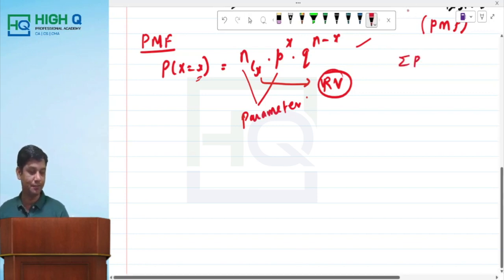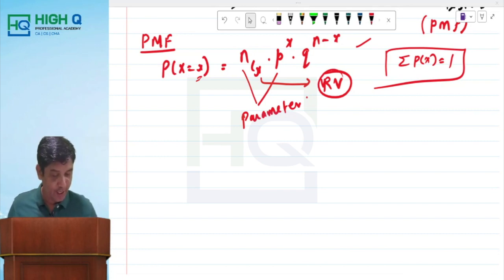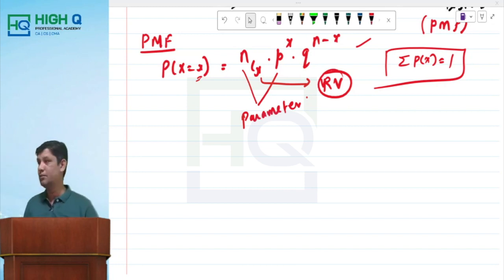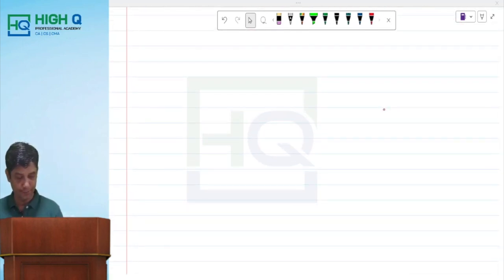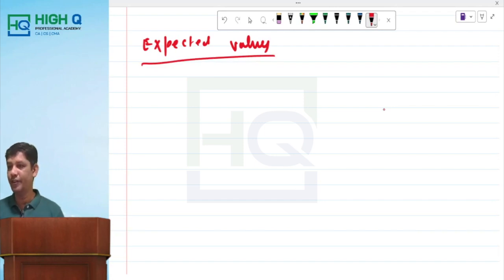Yesterday only we did now. 1. Summation P of x is equal to 1. Is it clear, all of you? Yes. So what is binomial distribution? Biparametric. Okay, that you remember, my dear. So this is the first part of binomial distribution. Next, we have to talk about what? Expected values. That is E of x. What is E of x?